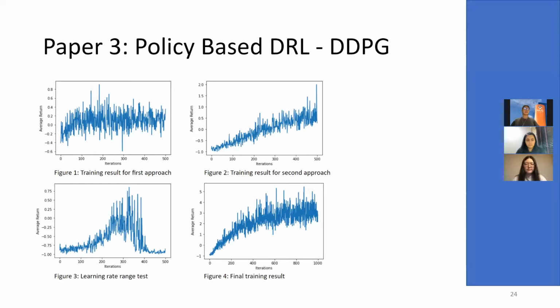As shown in figure 3, we adopted the idea of a learning rate range test to determine the most efficient range of learning rate. So based on the results, the learning rate range was chosen to be 0.003 to 0.0004. And figure 4 shows the final result with 1,000 training iterations.